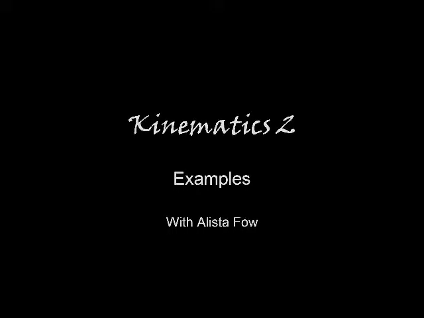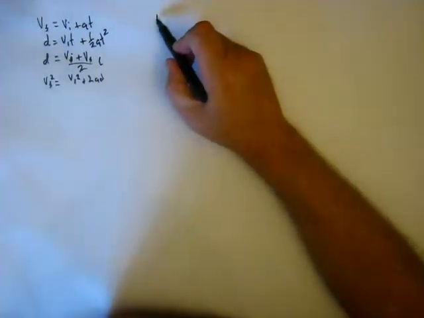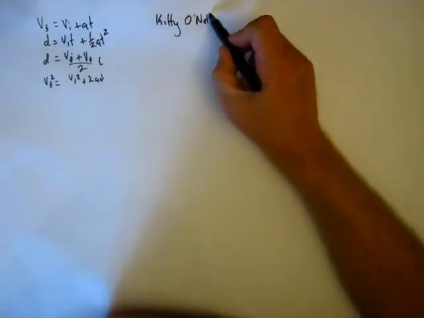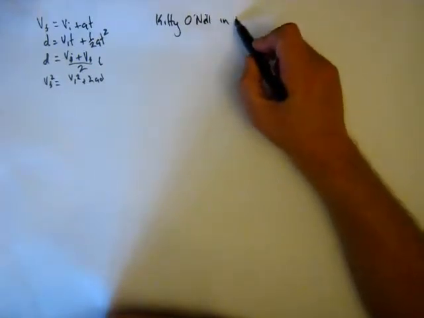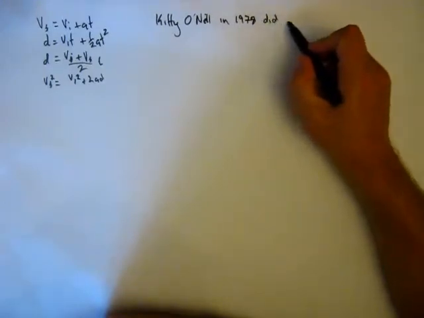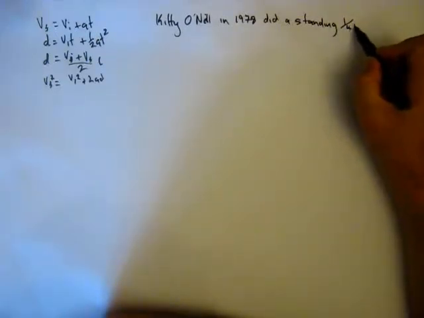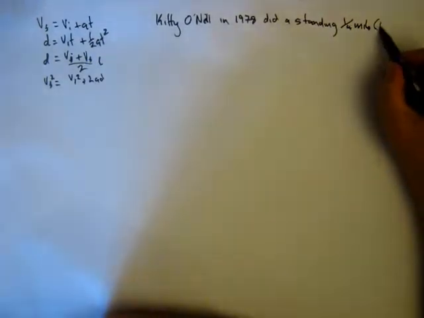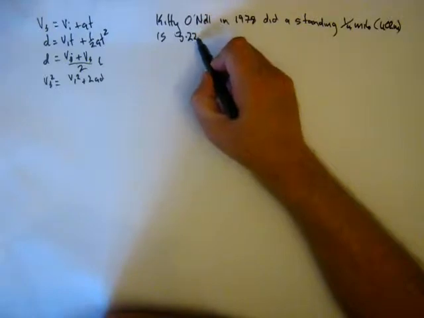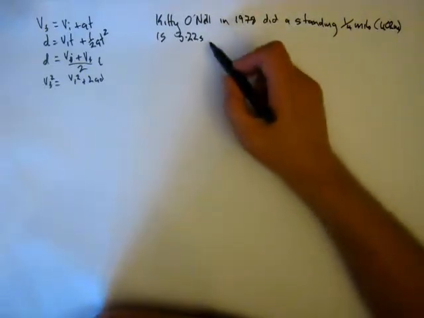Okay, here's my two favourite examples. I will be doing this in class. So, Kitty O'Neill, in 1978 set the standing quarter mile record. Did a standing quarter mile, in case you're interested, that's 402 metres in 3.22 seconds. So she is the fastest standing quarter mile ever in 3.22 seconds.